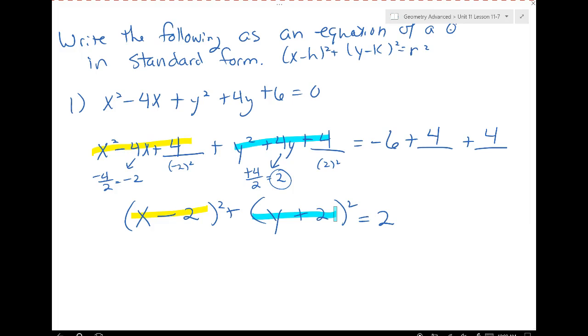All right, what's your center for that circle? Careful, 2 what? Yeah, so if I looked at this, the center of this is going to be at 2, -2, and my radius is at what? Root 2, right? So the square root of 2. Guys, that took a little bit of time, but wasn't impossible.